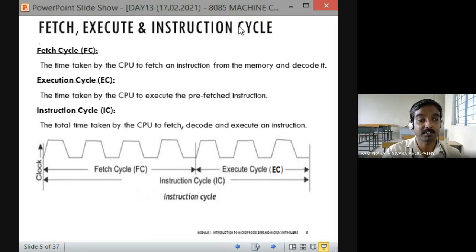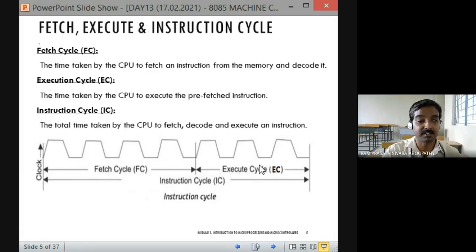Correct? See, here it is mentioned as an example. Not all instructions have the same timing. Clear? Some of the instructions will take 10 T states. Some of the instructions will take 13 T states.